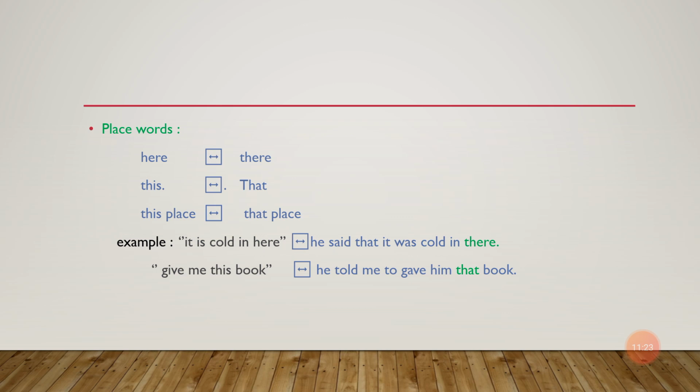Place words. Here becomes there. This becomes that. This place becomes that place. Example: it is cold in here. He said that it was cold in there. Okay? Here becomes there. Give me this book. He told me to give him that book.